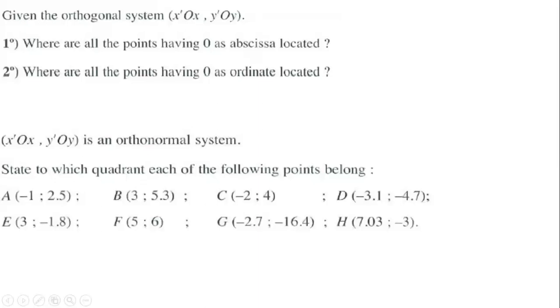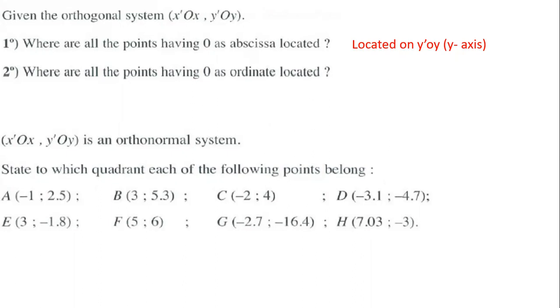Given the orthogonal system x prime o x, y prime o y, where are all the points having 0 as abscissa located? If you are given a point with coordinates, it has abscissa 0. Any point having abscissa 0 will be located where? On x-axis or on y-axis? Y-axis. Bravo. So any point having an abscissa 0, this is a rule, will be located on y prime or y, or we can write on y-axis.